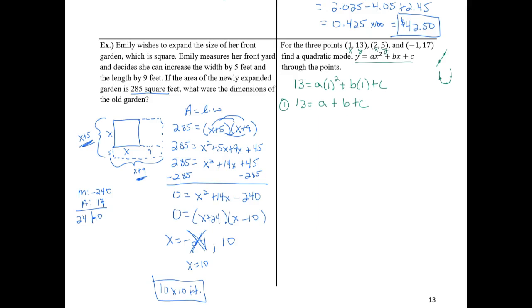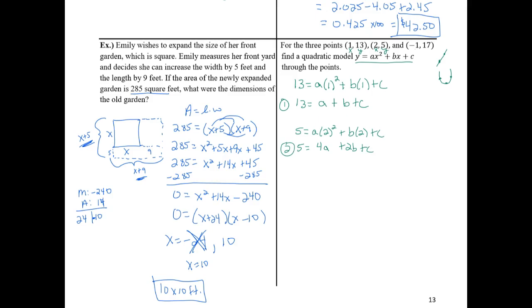I'm going to do the same thing with the other points. So the second point was (2, 5). I'm going to replace y with 5, and then replace x with 2. So a times x squared plus b times x plus c. Again, simplifying that, 2 times 2 is 4. So I'll have 4a plus 2b plus c. So here's a second equation.